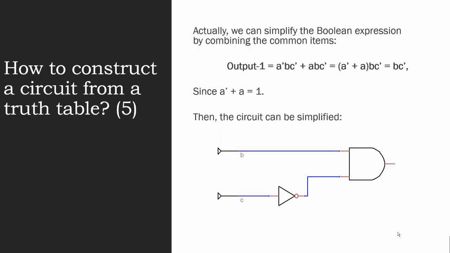For this given example, we can simplify the Boolean expression by combining the common items as shown in the equation. Not A plus A is always 1. So the simplified result is output 1 equal to B not C. The circuit shall be simplified as shown in the figure in the slide.